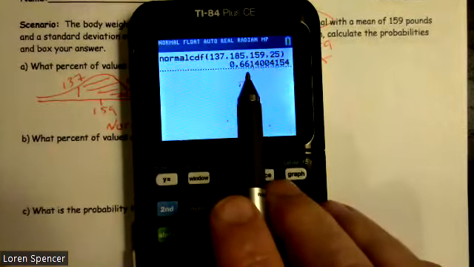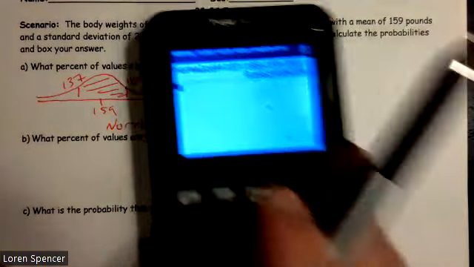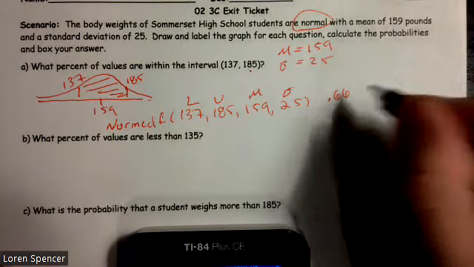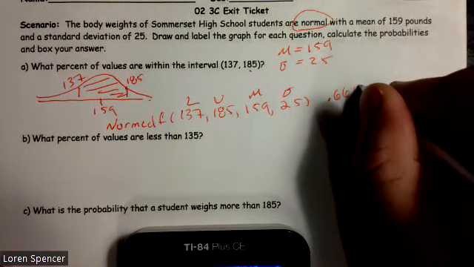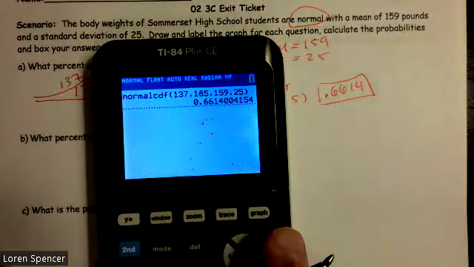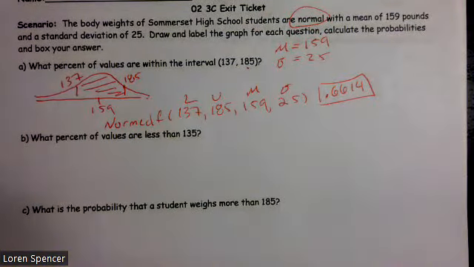And by the way, these are made up numbers. So 66% of the students would be in that range. 0.6614 from the calculator, 4 decimal places, box it.